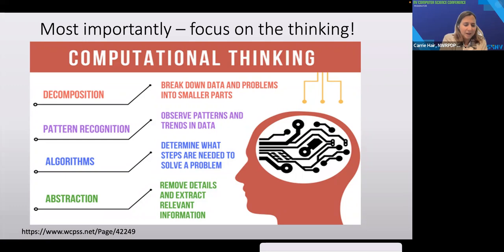So really quick, I am going to have you do this in the chat. Which one do you think is a strength of yours? Do you think you have strength in decomposition, breaking down problems into smaller parts? Pattern recognition, observing patterns and trends in data? Algorithm, thinking about what steps are needed to solve a problem? Or abstraction, looking for that relevant information?